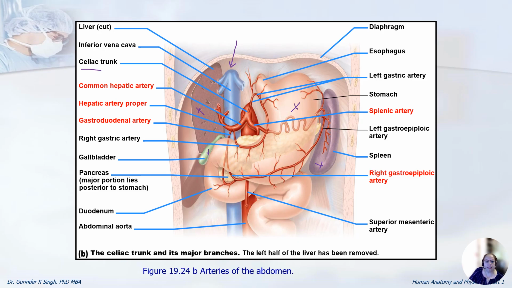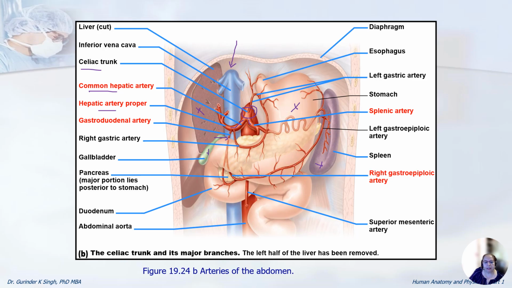The celiac trunk is a large trunk here which divides immediately into two parts. The common hepatic artery, which is going towards the liver, so this portion is the common hepatic artery, and then the second portion is what we call the splenic artery. Then the common hepatic artery becomes the hepatic artery proper a little bit further, and it also divides into this region, this one, which is your gastroduodenal artery.